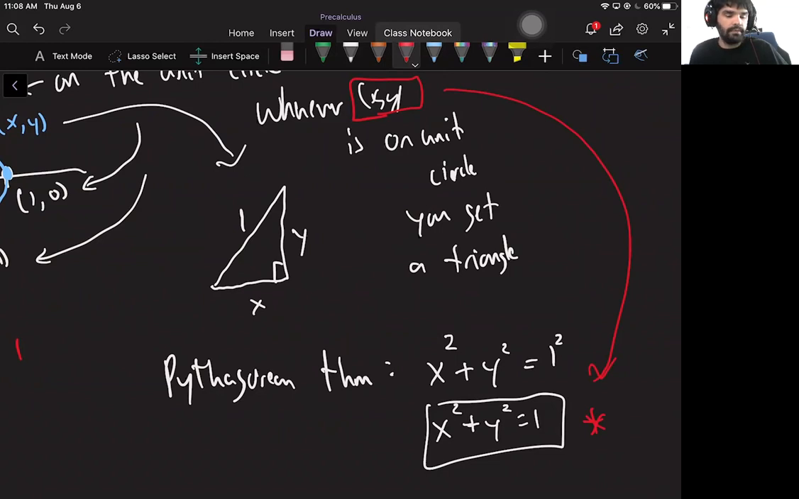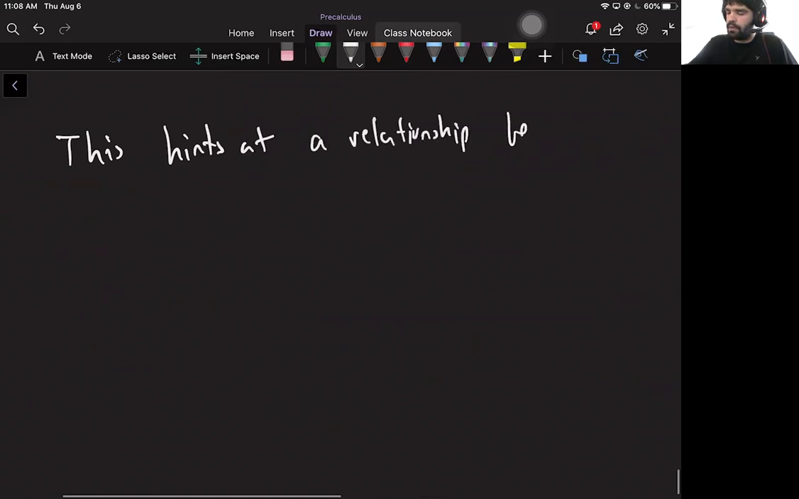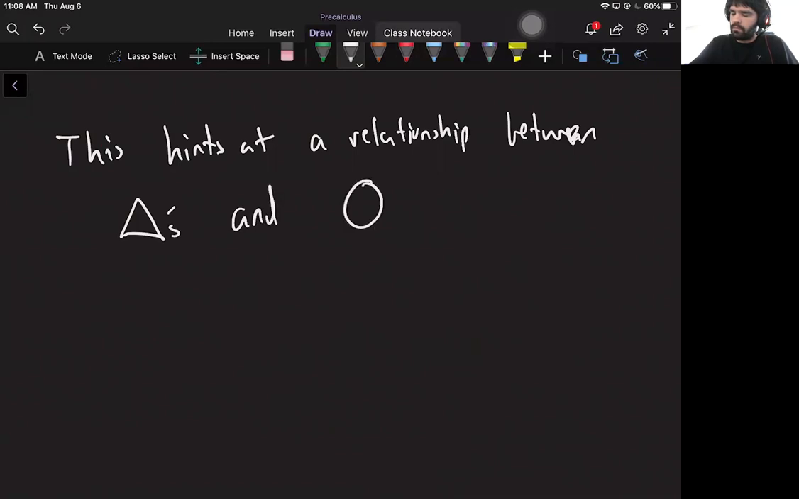Okay, so then how do we relate this to what we did last time with angles? Well, now we're going to look at the XY coordinates that correspond to very nice angles. Okay, so what this does right now, this hints at a relationship between triangles and circles.